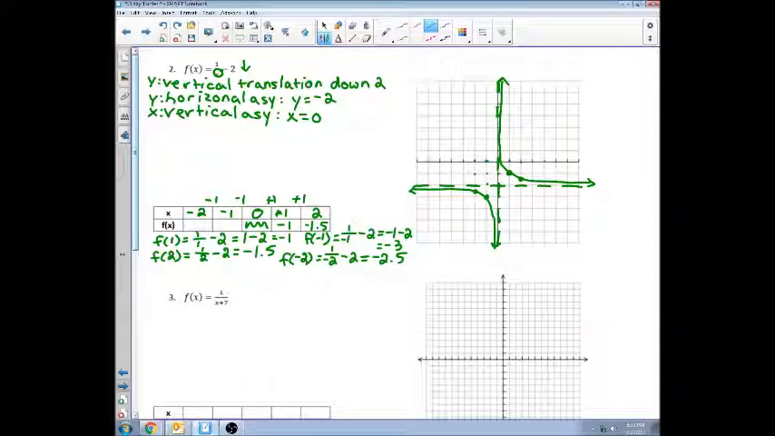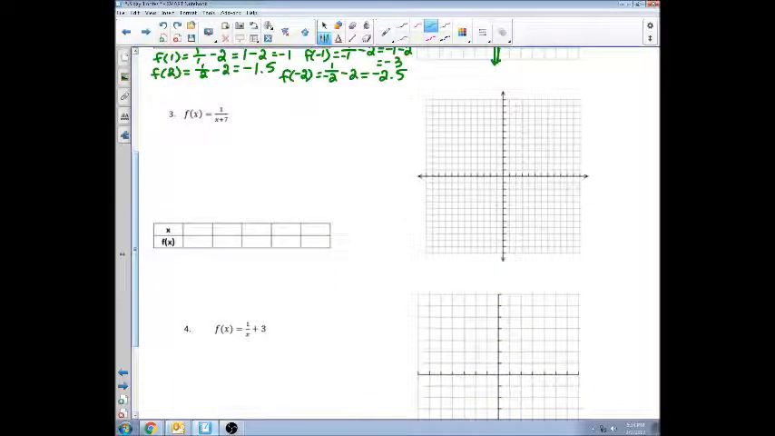The final thing I need is my domain and range. Remember, my domain is going to work with my x, so my vertical asymptote. So my domain is all real except 0. My range is going to work with my y value, so it's all real except, we'll find a number that works with my y value. It would be our horizontal asymptote, so negative 2. And I am done. All right. On to problem 3.